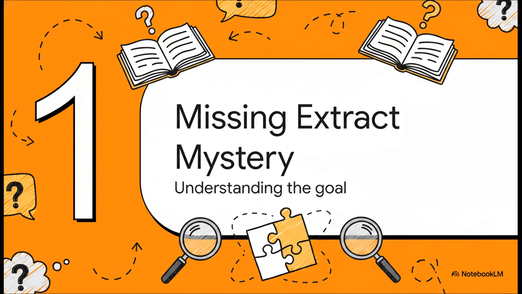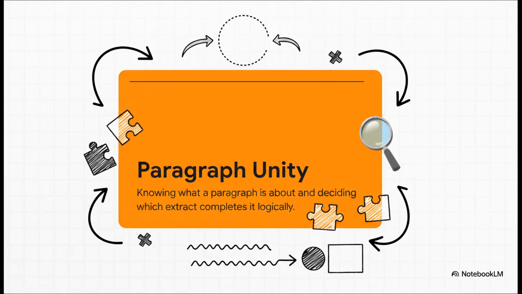All right, Section 1, the missing extract mystery, understanding the core goal. Let's get right into it. So, what is the actual goal here? It all comes down to one fundamental concept: paragraph unity. Essentially, this just means knowing exactly what a specific paragraph is mainly about, and then deciding which extract logically completes that specific idea. A good paragraph is like a tightly closed loop. Your job isn't to find a sentence that just sounds smart. Your job is to find the exact piece that perfectly closes that loop.